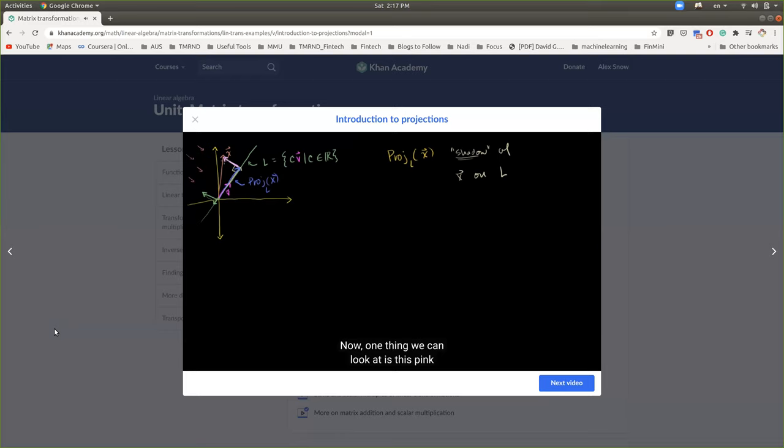Now, one thing we can look at is this pink vector right there. What is that pink vector? That pink vector that I just drew is the vector X minus the projection, minus this blue vector over here, minus the projection of X onto L, right? If you add the projection to the pink vector, you get X. So if you add this blue projection of X to X minus the projection of X, you're of course going to get X. And we also know that this pink vector is orthogonal to the line itself, which means it's orthogonal to every vector on the line, which also means that its dot product is going to be zero.